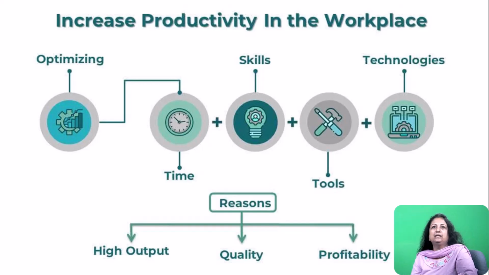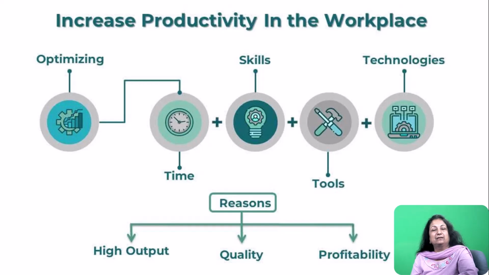So let us look at how to increase productivity in the workplace. The first important thing is optimizing all your resources that we talked about, including time. If I'm able to optimize, that means I'm not going to waste, I'm not going to use more, I'm not going to use less, but the right amount to provide a high quality output. If I get skills, if I'm trained, I will make fewer errors. I will also have things done faster. And if I have the right tools then again my productivity will improve.